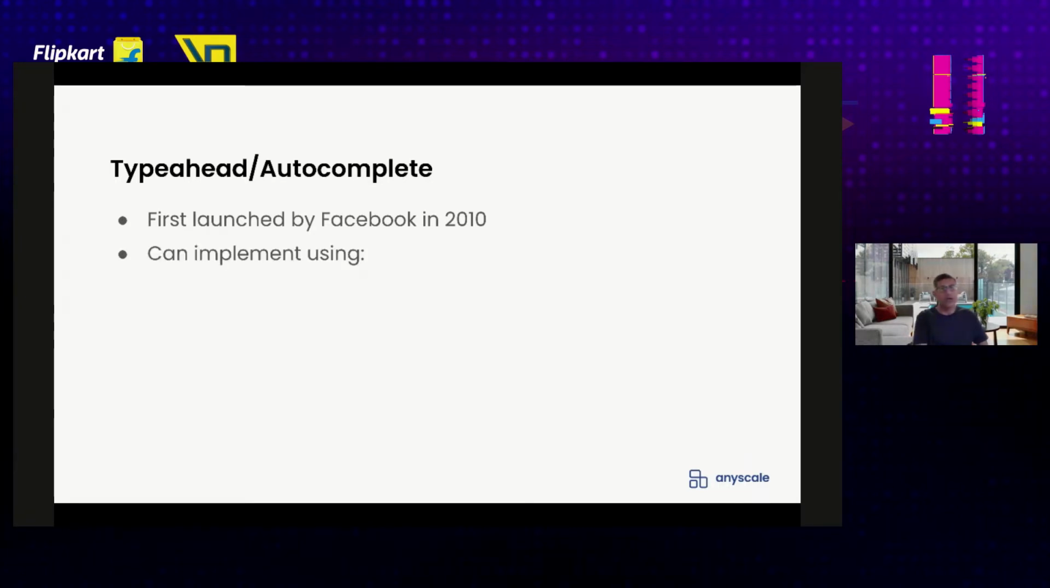So how does type ahead and autocomplete work? The first thing I wanted to mention is Facebook was the company that launched it first in April 2010. It was a few months before I joined Facebook. And it was a big thing over there. It was first built in a very, very custom manner. The data structures used were not scalable. You couldn't run experiments on it and so on and so forth, but it worked. So it was sort of the very first version.